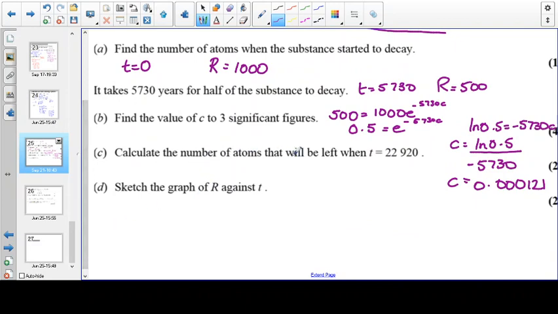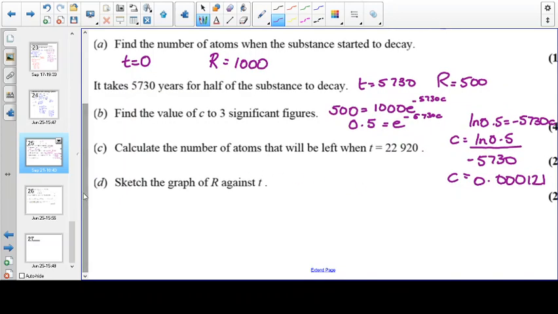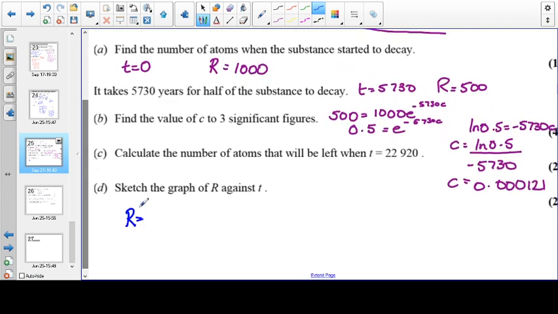Calculate the number of atoms that were left when t equals 22,920. So if we start off with our actual formula, R equals 1000 e to the minus 0.00121 t. That's our new formula, okay? And we can use this number in the next part because we've been asked to round it there. So the answer for this now is going to be based on the fact that we've rounded it.